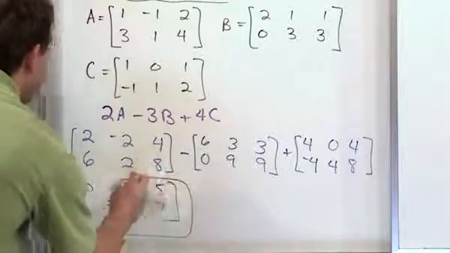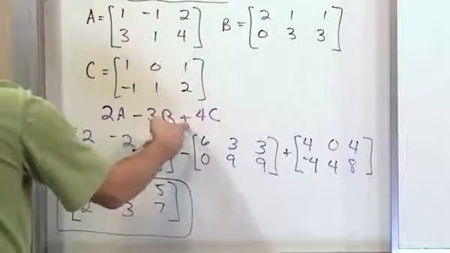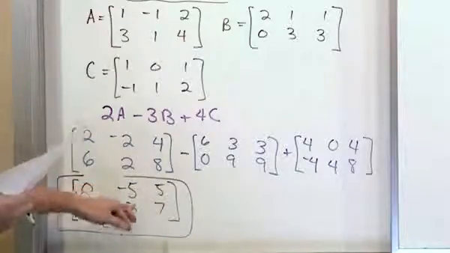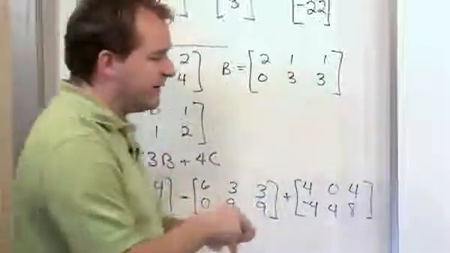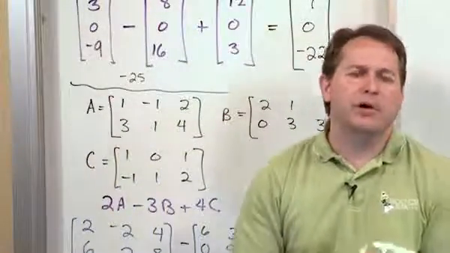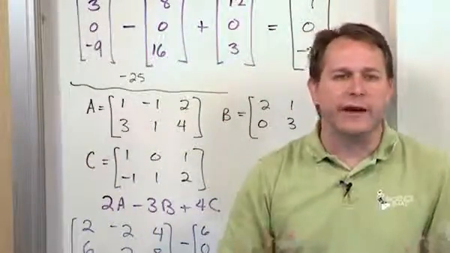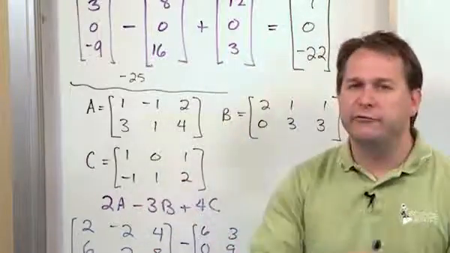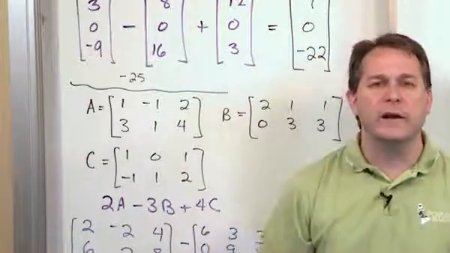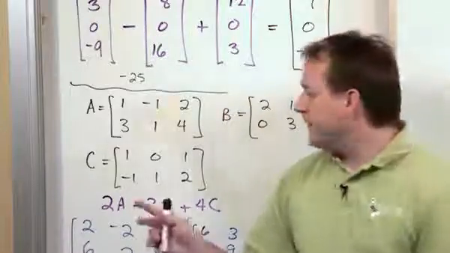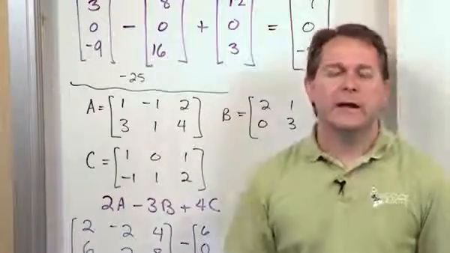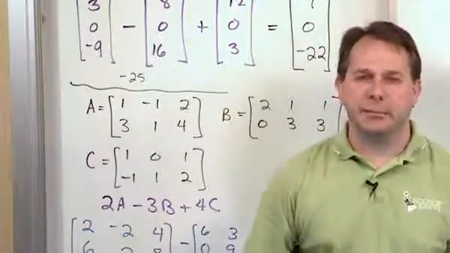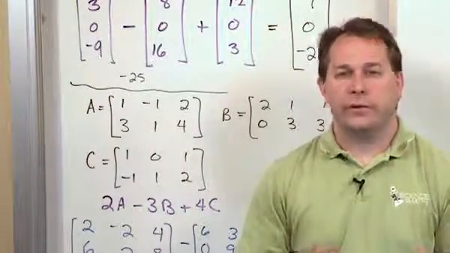When we take the expression 2 times A minus 3 times B plus 4 times C, we get 0, -5, 5, 2, -3, 7. And that's how we arrive at it. These were just a couple of quick practice exercises to show you that when you multiply by a scalar, all you're doing is distributing that multiplication throughout the elements. And when you add or subtract, as we had some subtraction in here as well, all you're doing is going element by element in the corresponding places and doing the addition or the subtraction.